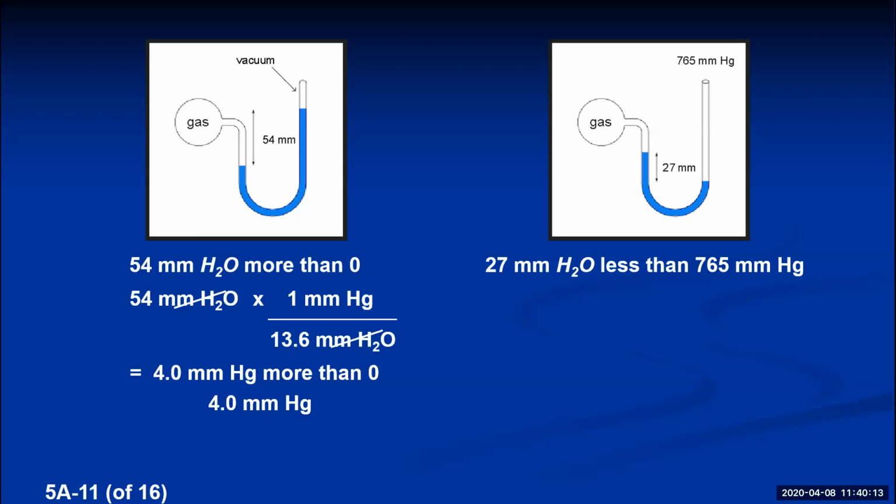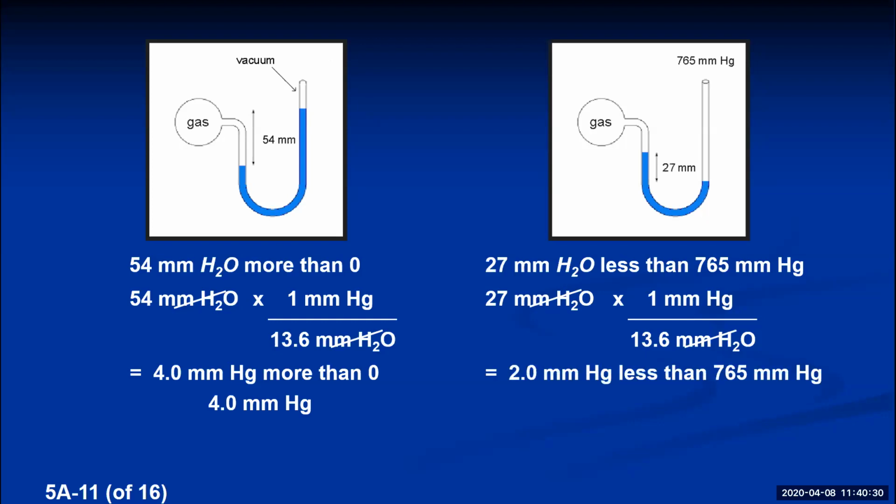So it's 27 millimeters of water less than 765 millimeters of mercury. So we're going to switch the millimeters of water into millimeters of mercury with our conversion factor. If we do this, we're going to calculate what the difference in the water levels would be if it was mercury instead of water. That comes out 2.0. So the picture really means that the gas is 2.0 millimeters of mercury less than the atmosphere's pressure of 765. That means the pressure of the gas is 763.